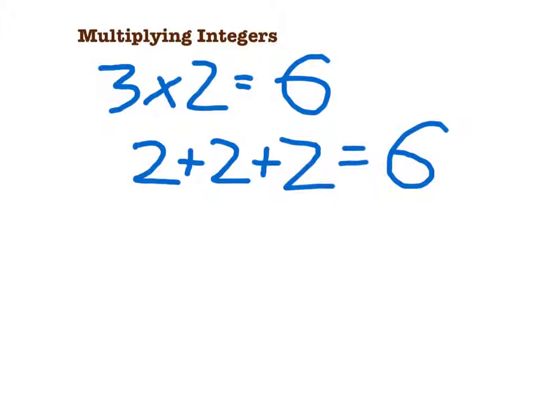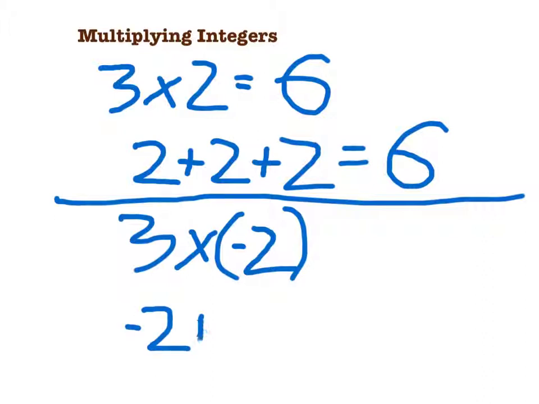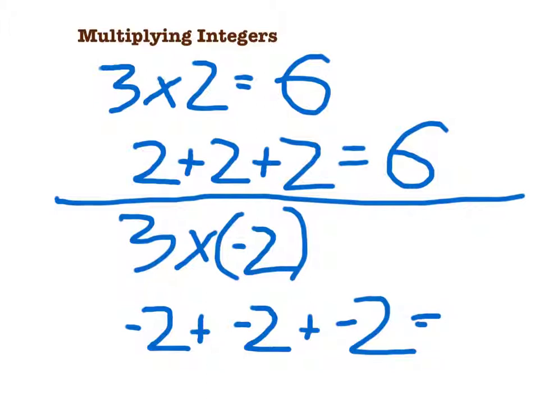So then, if we extend that logic, if we take 3 times negative 2, that means negative 2 plus negative 2 plus negative 2. Adding negatives to negatives makes our answer more negative, which is why negative 2 plus negative 2 is negative 4, plus negative 2 is equal to negative 6. So we can see why a positive times a negative gives us a negative.